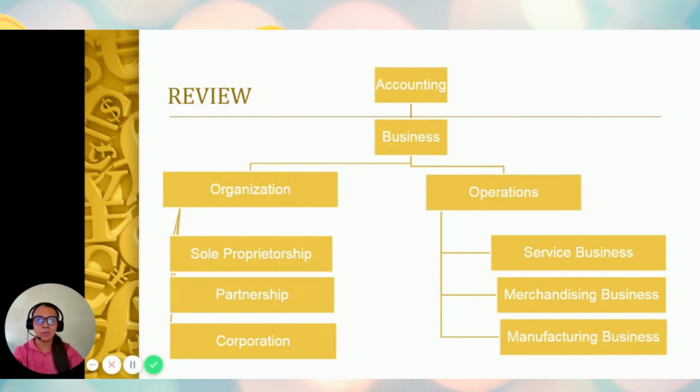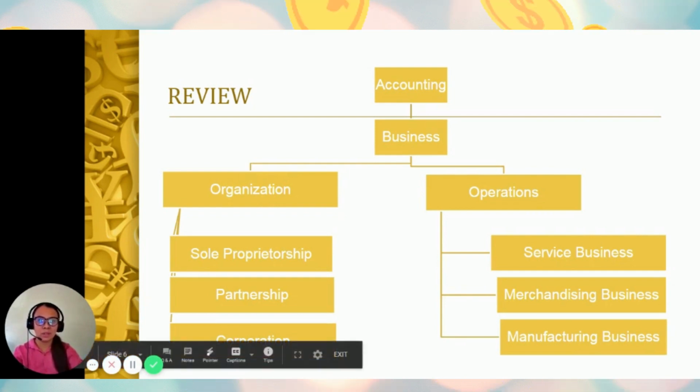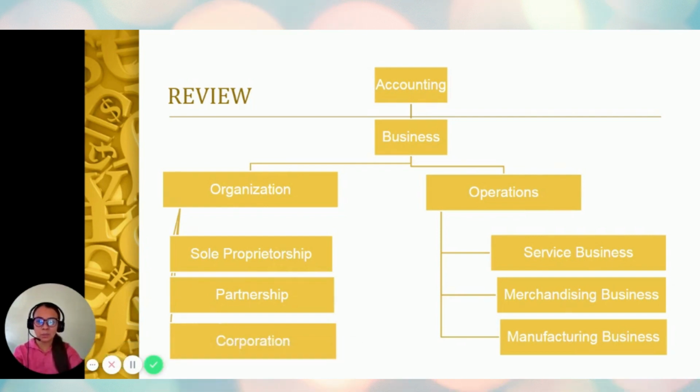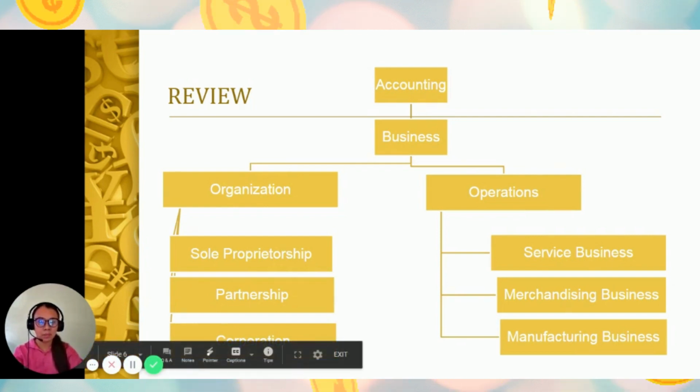Now, the last time we were able to learn that accounting is considered as the language of business. In order for business entities to determine the financial performance, accounting is needed. There are different forms of business entities according to its organizations and operations, and we have learned these in the previous videos. A business can be organized as a sole proprietorship, a partnership, or a corporation.